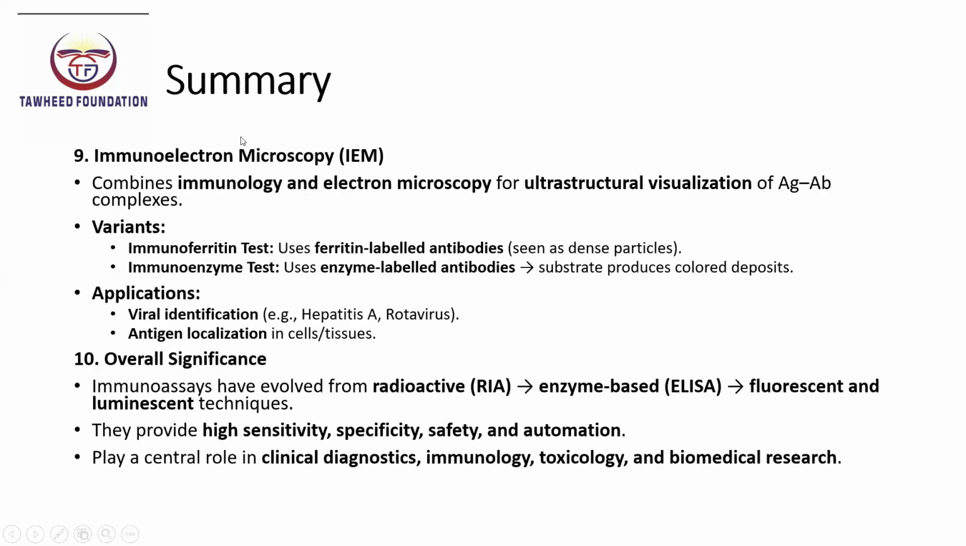So immunoelectron microscopy, that is IEM, combines immunology and electron microscopy for ultrastructural visualization of antigen and antibody complexes. Its variants are the immunoferritin test, which uses ferritin-labeled antibodies, and the immunoenzyme test, which uses enzyme-labeled antibodies. Applications include viral identification, for example hepatitis A and rotavirus, and antigen localization in cells and tissues.